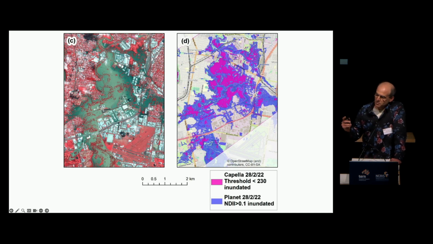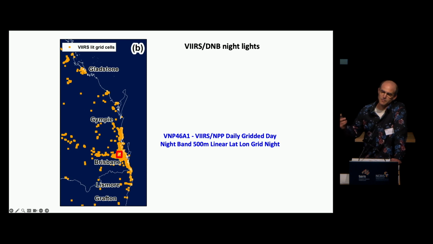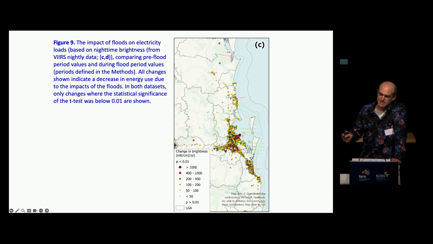The last thing we wanted to do is also to look at the impact on electricity, on human activity. To that end, we use the night lights from the VIIRS NASA sensor. It has a special day and night band, which provides global nightly night lights data at 500 meters. So we examined all lit grid cells and looked for statistically significant changes in night lights in the period before the flood and after the flood.